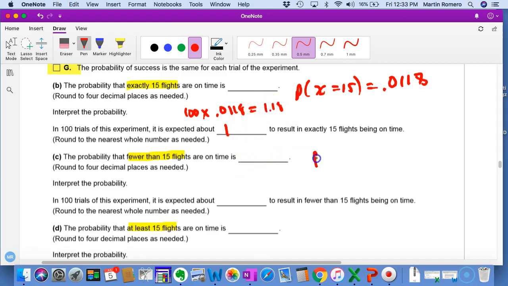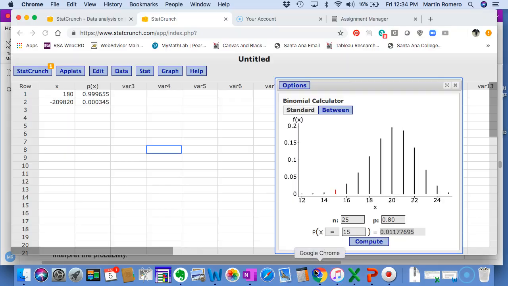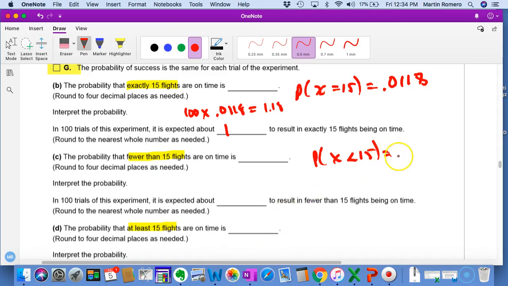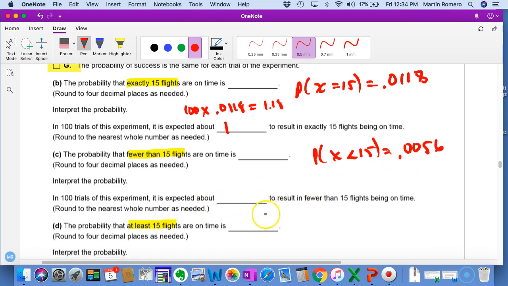Now in this case, what is the probability that x is fewer than 15? What do we get on there? Again, I would just turn that to less than, and now we get 0.00555. And again, to 4 decimal places, you get 0.0056. So that's how you would do these problems.